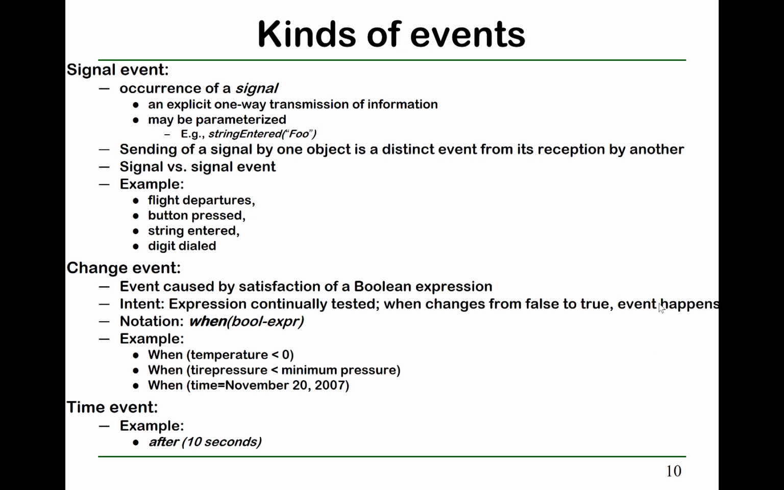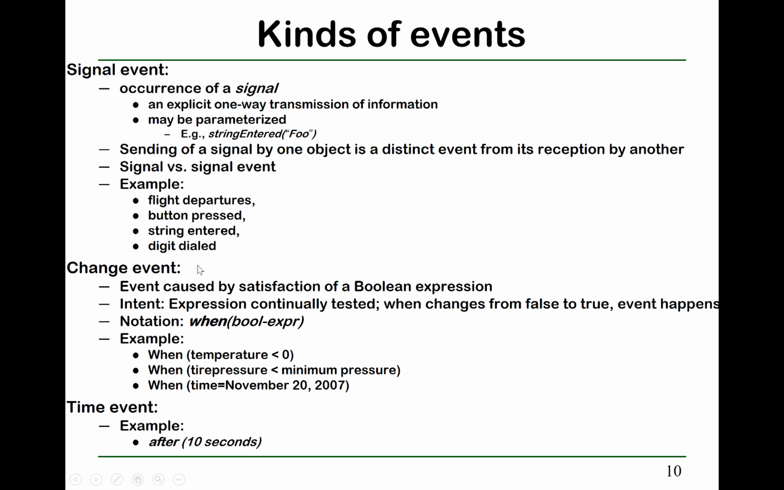Alright, so now let's take a look at different kinds of events. One type of event is the signal event. Basically they occur as a signal. It's an explicit one-way transmission of information, and may have parameters, for example, string entered and so on. And you also need to understand that sending a signal and receiving a signal are two different events. For example, flight departures, button pressed, string entered, and some digits dialed. So this is a signal event.